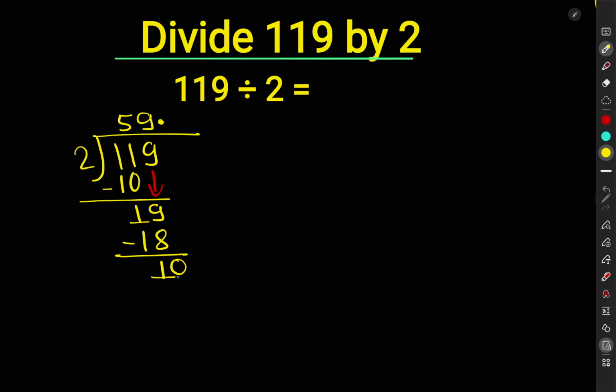So now it became 10. So 2 times 5 means 10. On subtracting we get zero. So 119 divided by 2, we get 59 decimal 5.